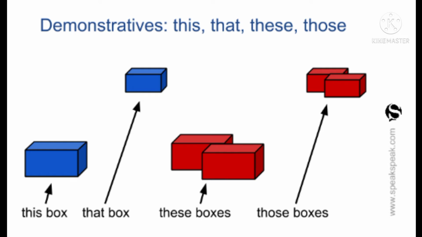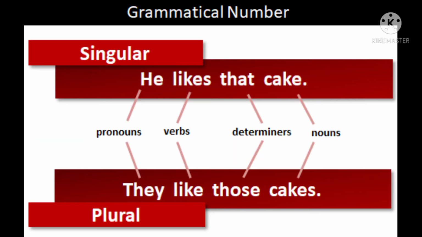Then the next set of red boxes are far from us, so we can say those boxes. Let's see an example. Look at the sentence: He likes that cake. Here, cake is a singular noun, so we can use that. And look at the below sentence: They like those cakes. Here, cakes is a plural noun, so we can use those.